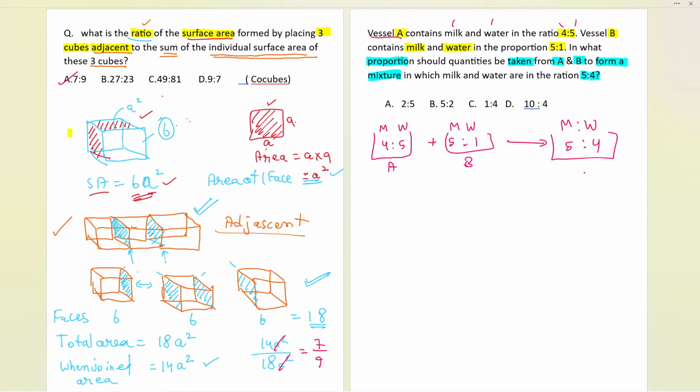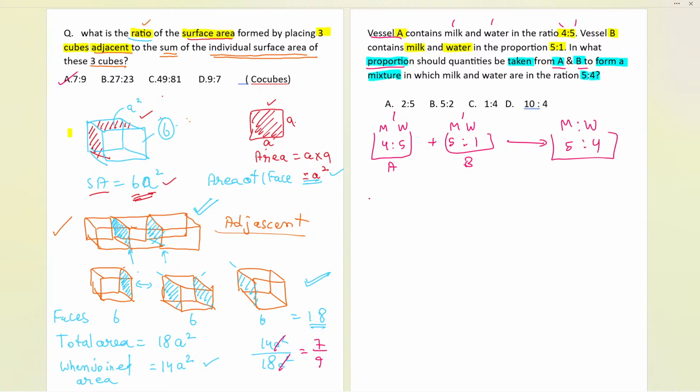Okay, we'll calculate it very easily. So let us now see that. We are going to find the overall part. The question is that we want to find the proportion in which A and B we have to take. How much proportion of A, how much proportion of B we have to take, that is what we need to find.